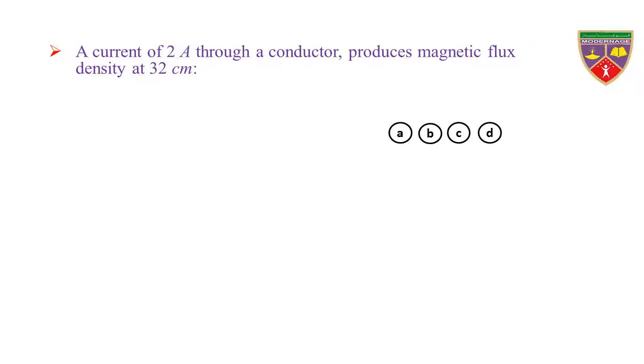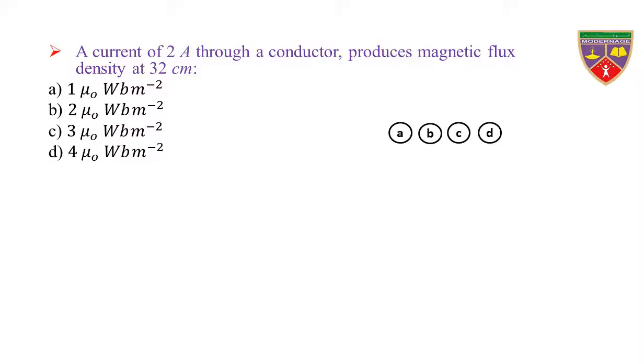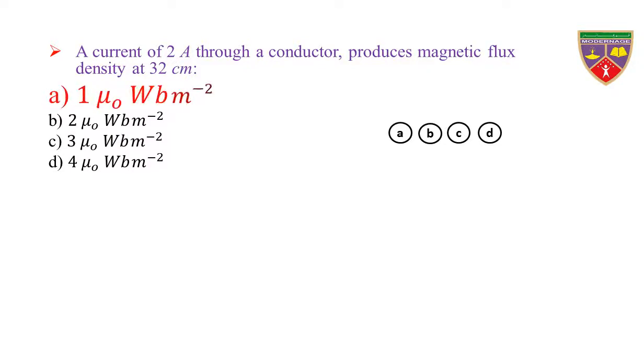A current of 2 ampere through a conductor produces magnetic flux density at 32 centimeter. Option A, 1 mu naught Weber per square meter; B, 2 mu naught Weber per square meter; C, 3 mu naught Weber per square meter; D, 4 mu naught Weber per square meter. The key is 1 mu naught Weber per square meter. Therefore, the correct option is A.